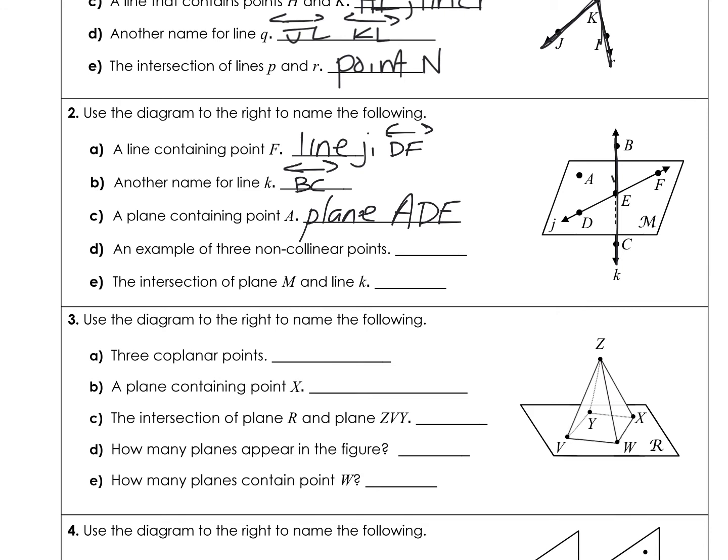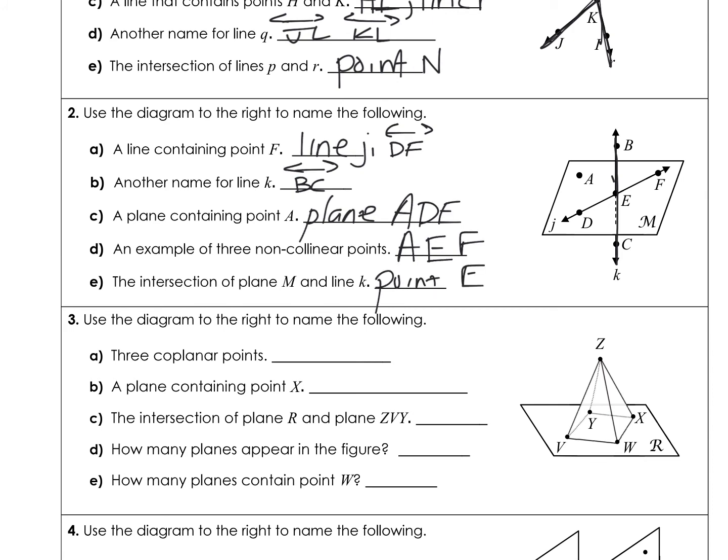Part D, an example of 3 non-collinear points. Well, we just used 3 non-collinear points, ADE, but we can use 3 different ones. We could say AEF. AEF are 3 non-collinear points. Now, E and F are collinear, but A is not. Okay. The intersection of plane M and line K. Well, plane M and line K intersect at point E.